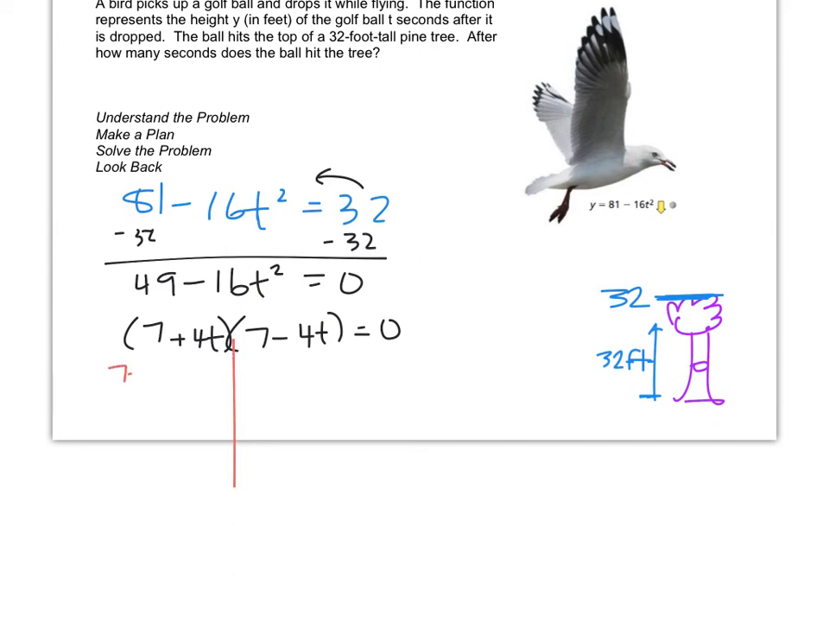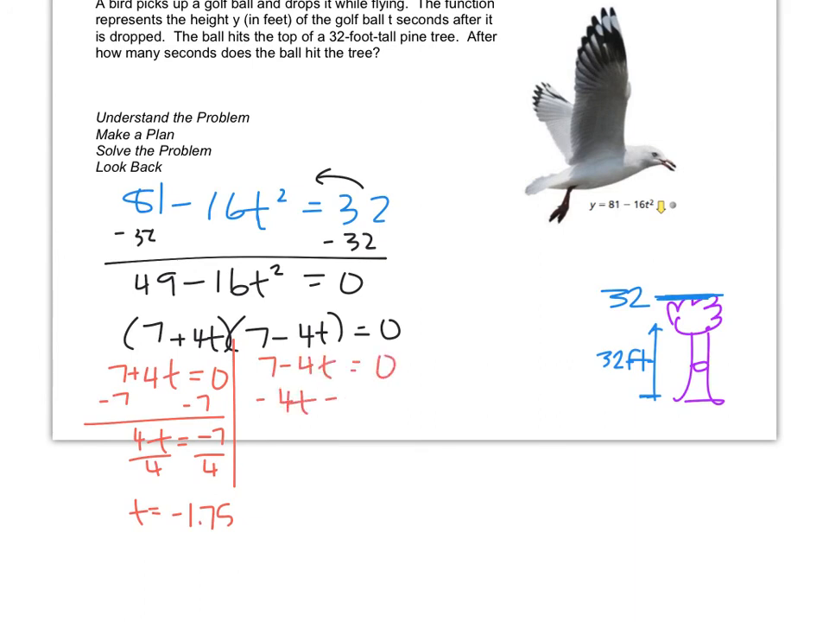So 7 + 4t could be the 0, and that would give me, I don't know, what is that? Negative 1.75. Or 7 - 4t could be the 0. So that is going to give 1.75. And obviously this one doesn't make sense because you can't have a negative time. So the answer is 1.75 seconds.